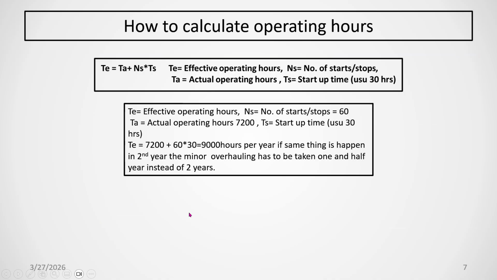How do you calculate the operating hours? There is a formula. TE is the effective operating hours, that is TE = TA + NS × TS. What is TE? Effective operating hours. NS is the number of starts and stops, how many times you have started and stopped the turbine. And TA is the actual operating hours, when running the turbine, how long it was running continuously. That is called the actual operating hours.